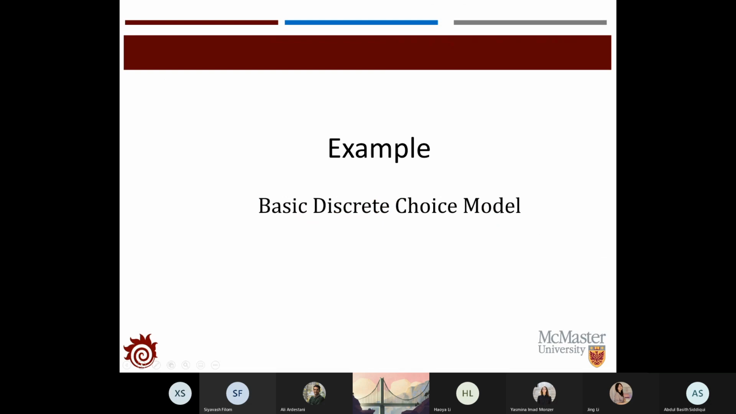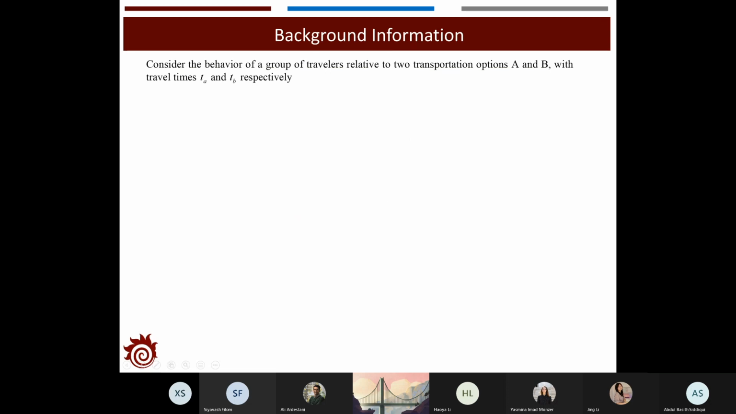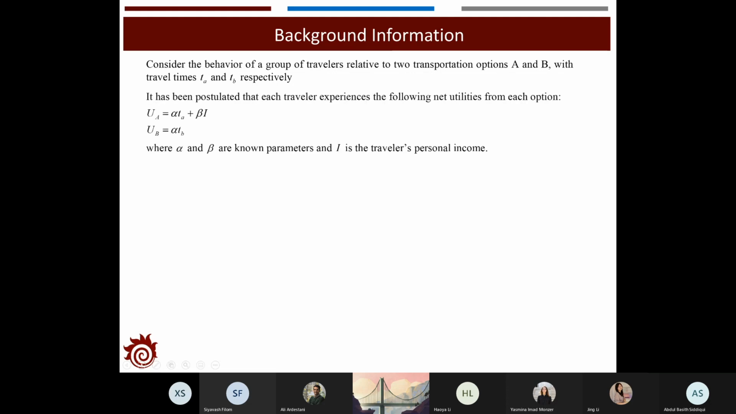Before we go to the actual distributions that we're going to use for the discrete choice model, let's see a simple example. Let's consider the behavior of a group of travelers with respect to two transportation options, A and B. Consider A is the car, B is the bus. The travel times for these two modes would be TA and TB. And we also have the expression for the utility of these two modes.